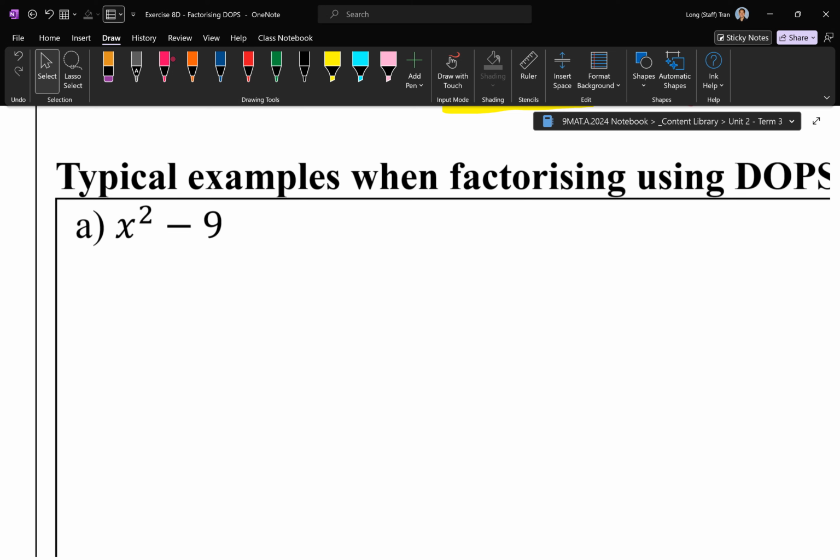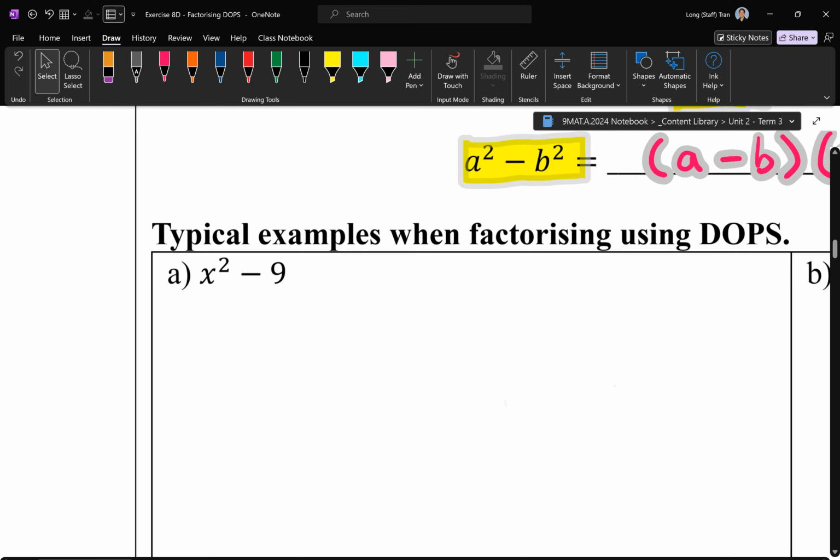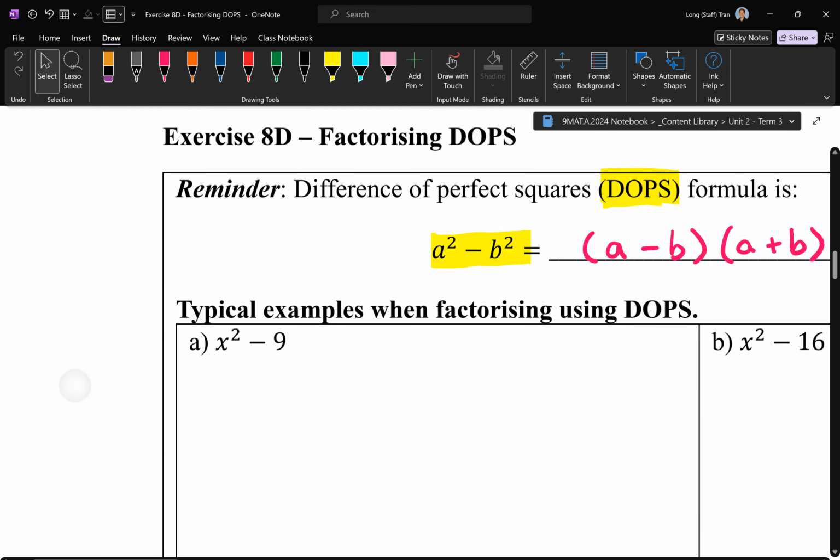x squared minus 9. This is what your task is. If you ever recognize that you've got a square and then a minus, one of the first things you can say is that you're going to be using DOPS.